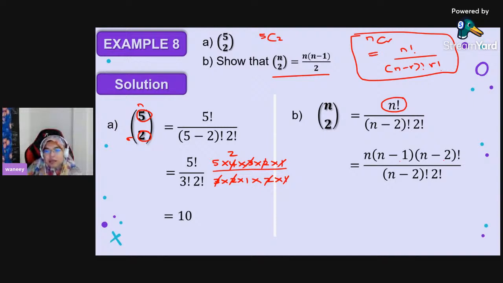So it's like having 5 factorial. 5 factorial is 5 multiply with 4 multiply with 3 factorial.